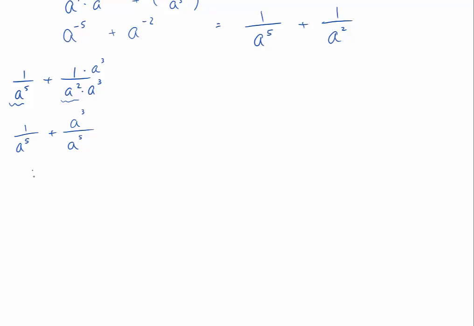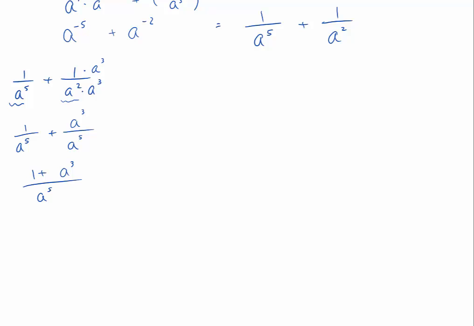And then since I have a common denominator, I can say, well, that's the same thing as 1 plus a cubed all over my single common denominator of a to the fifth. And what I just did there is equivalent to seeing a least common denominator. However, just like I talked about in the fractions video, if I don't see a least common denominator, even if there's one available to us, I can always multiply the two denominators by each other.